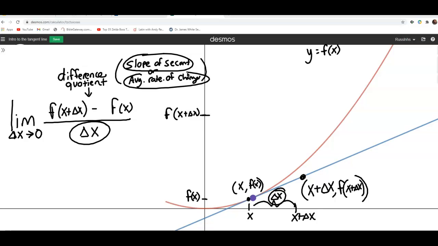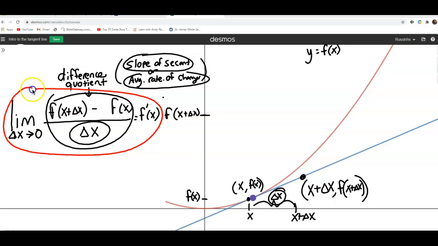And we have a symbol for that, don't we? F prime of x. So this is what we call the difference quotient. Okay, so I want you guys to know that. But this is the limit definition of a derivative.